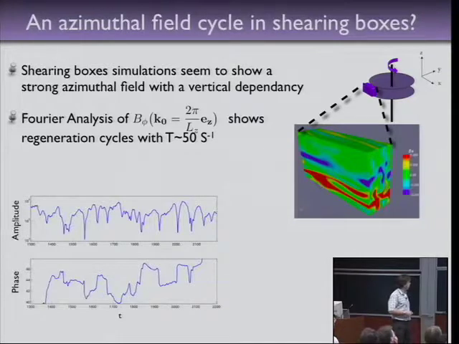If you now take a look at the phase, you see that the phase is roughly constant during one cycle, which means that the turbulence is creating a large-scale field. This large-scale field just stays here, and then it gets destroyed in the end.